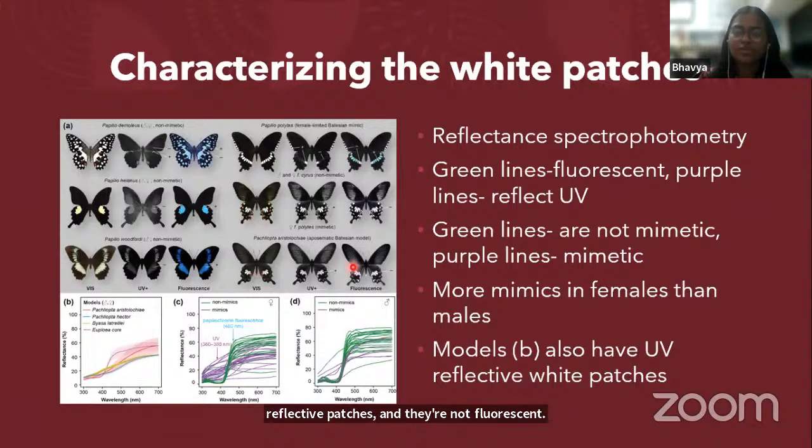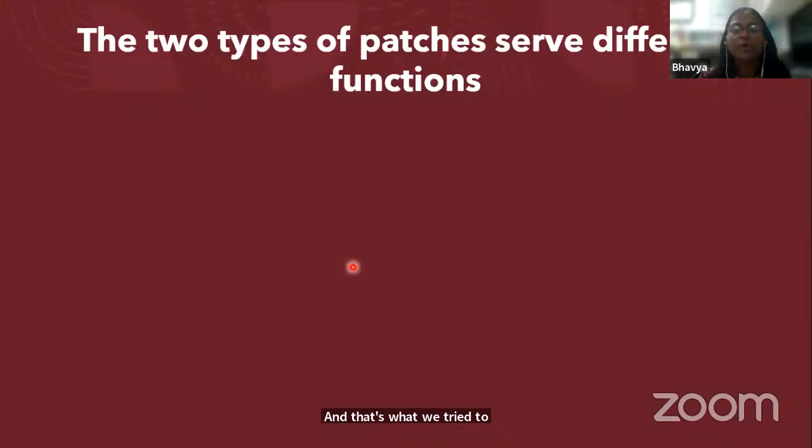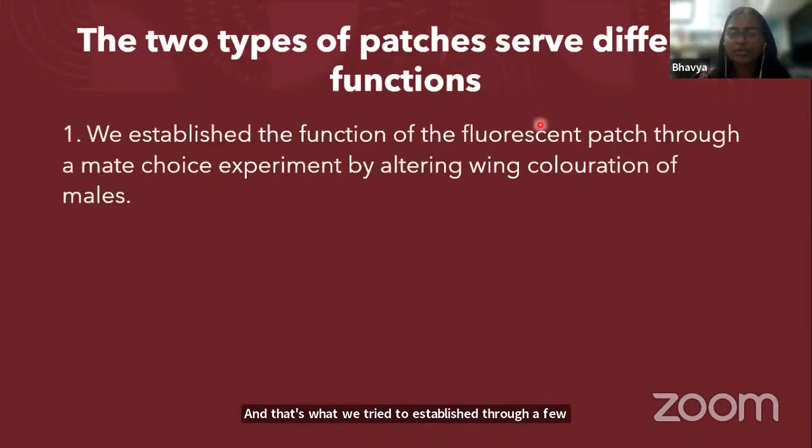The next thing to really understand is what are the functions of these patches. And that's what we tried to establish through a few experiments that we did in the lab, where we established the function for the fluorescent patch through a mate choice experiment. So as I mentioned, these patches can be used as indicators of quality of the male, where females can use these patches to select individuals to mate with. And that's exactly what we did.